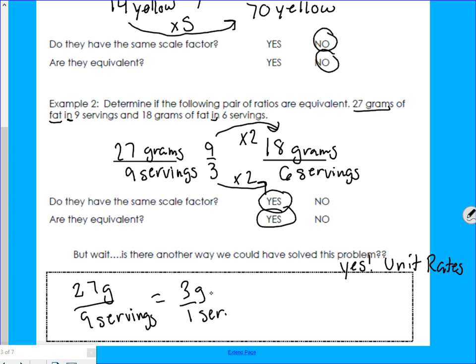Remember that if we wanted to use the scale factor, dividing by 9 is the same thing as multiplying by 1/9. That's the reciprocal. And then over here, 18 grams over 6 servings. If we want to get it down to its unit rate, we could divide by 6. 18 divided by 6 is 3. And here they have the same unit rate, so they would be equivalent.